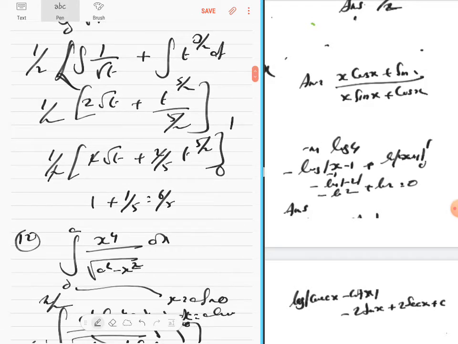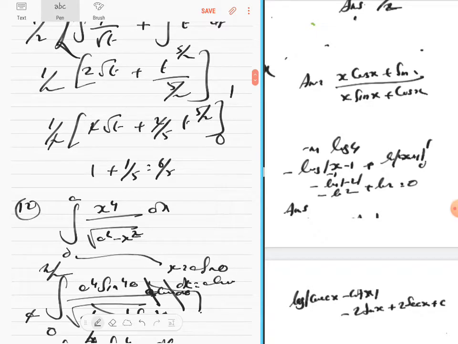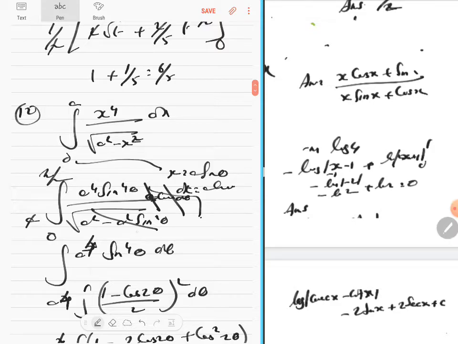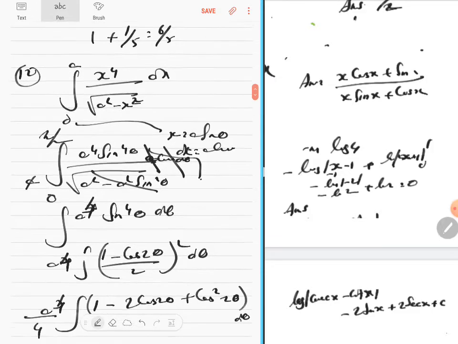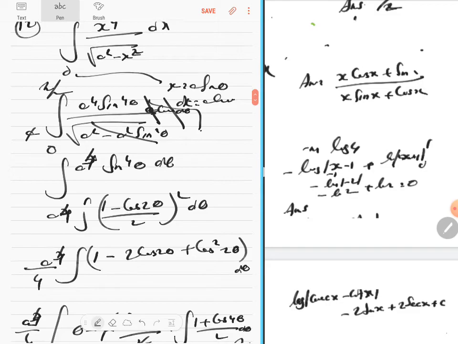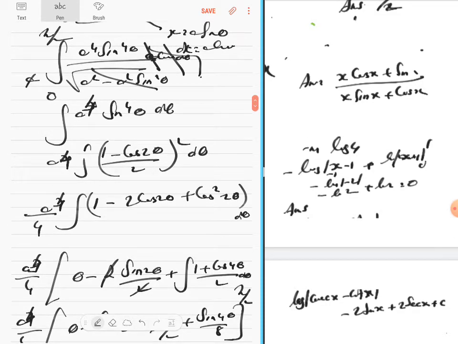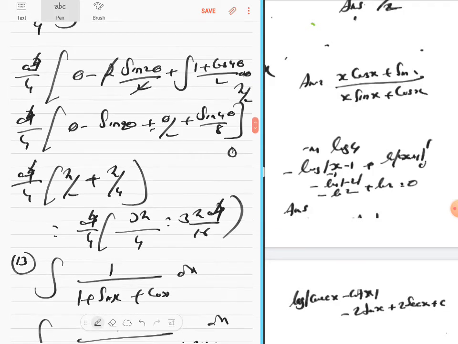The next sum is the integration from 0 to a of x to the power 4 by root of a square minus x square. Here I write x is equal to a sin theta, dx is equal to a cos theta d theta, and substituting, a square minus a square sin square theta is just a cos theta. The a cos theta directly gets cancelled, so the question becomes a to the power 4 sin to the power 4 theta d theta, which is 1 minus cos double angle by 2, the whole square. The rest of it is a known story. You can substitute the limits and get your answer.